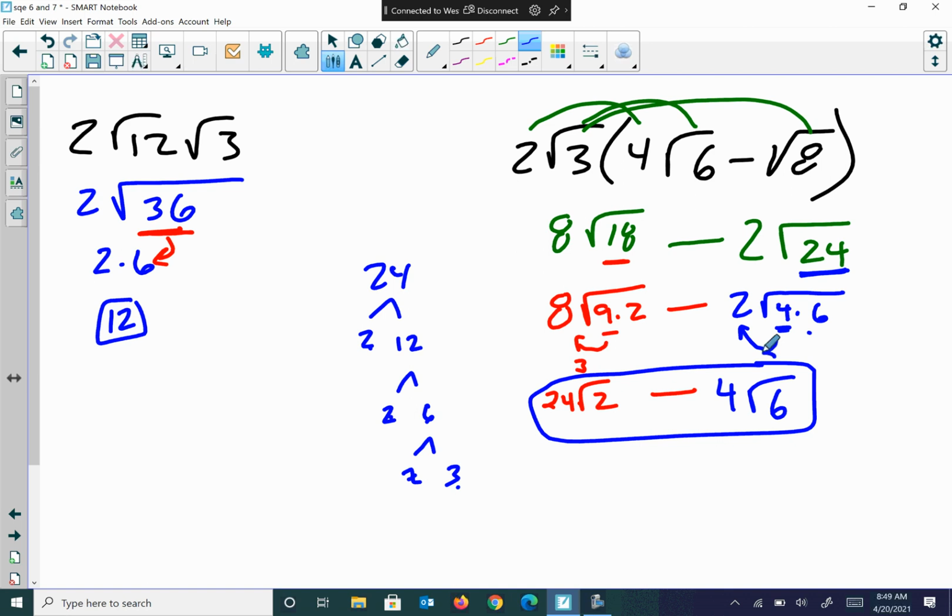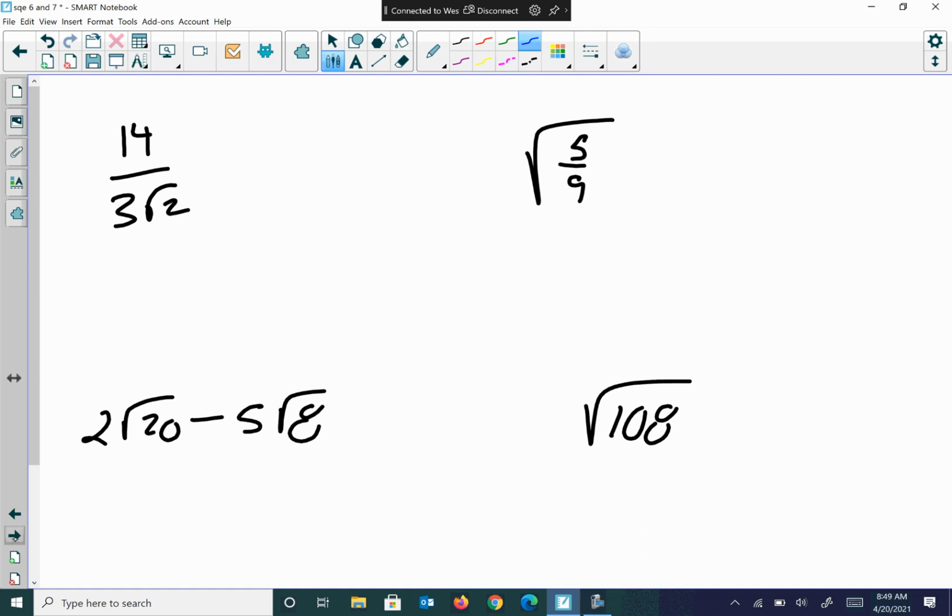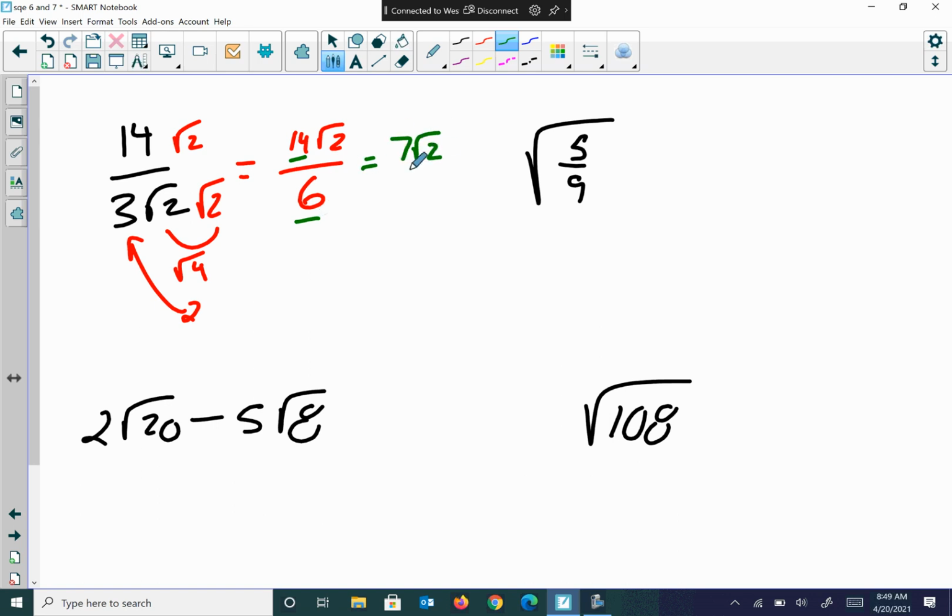Moving on. Okay. I don't like a radical in the denominator. Top and bottom both get multiplied by root 2, so I get 14 root 2 on top. What is root 2 times root 2? Root 4. What's the square root of 4? 2. So that 2 gets multiplied with that, so I get 6. Outside, outside, I can reduce. So 14 and 6 are both outside of the radical. What number goes into 14 and 6? 2. So that gives me 7 root 2 over 3.